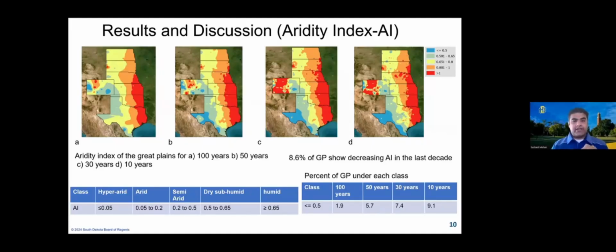In the last 10 years, approximately 8.6% of the Great Plains has shown a decreasing trend in the AI, indicating that the region is becoming more and more drier, which is a significant concern for the water resources.